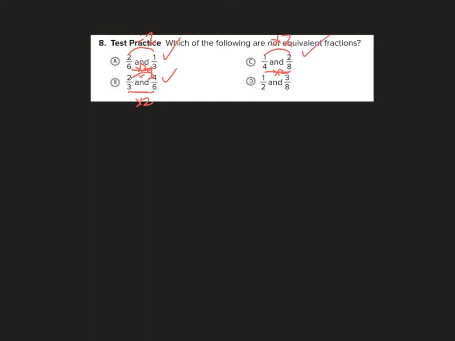Must be this last, oh yes, I see it. So 2 to 8 I would multiply by 4, and 1 to 3 I multiply by 3. Multiplying by 3 and 4 does not create equivalent fractions. It has to be the same, multiplying the numerator and denominator by the same number. So let's pick that one, because those are not equivalent fractions.